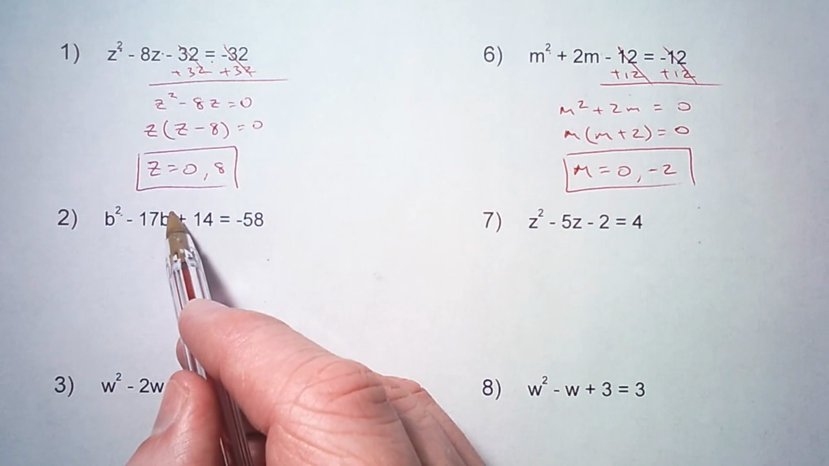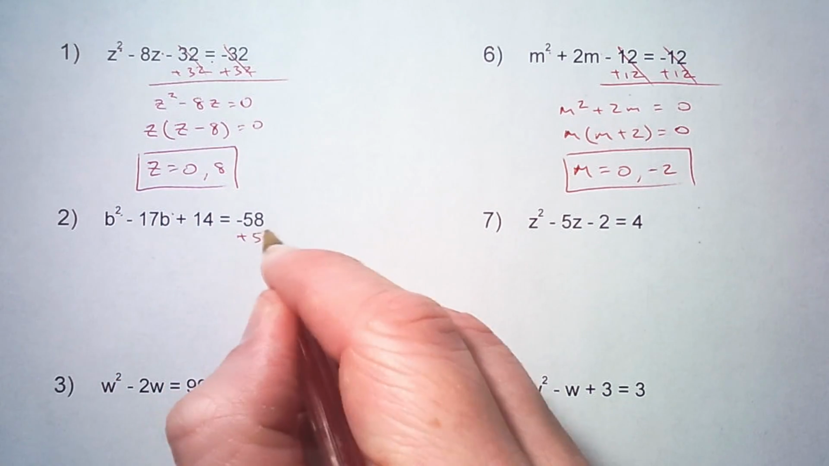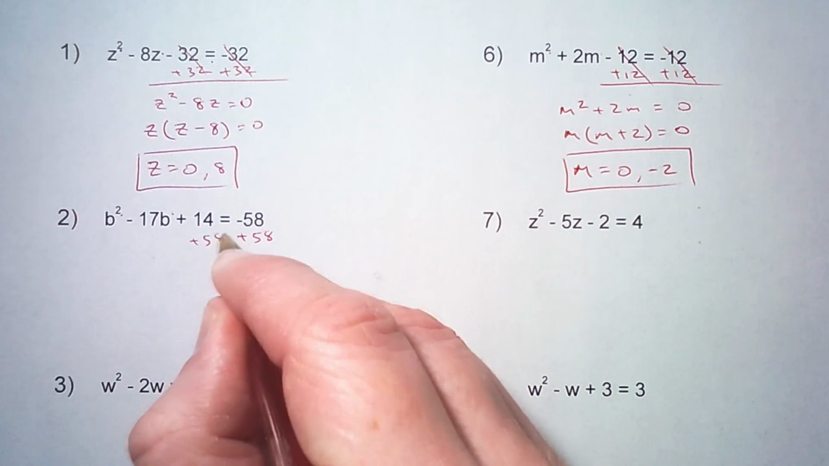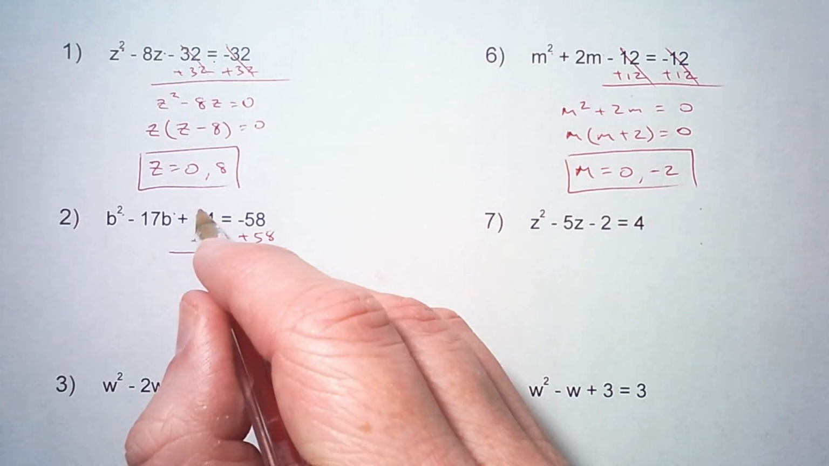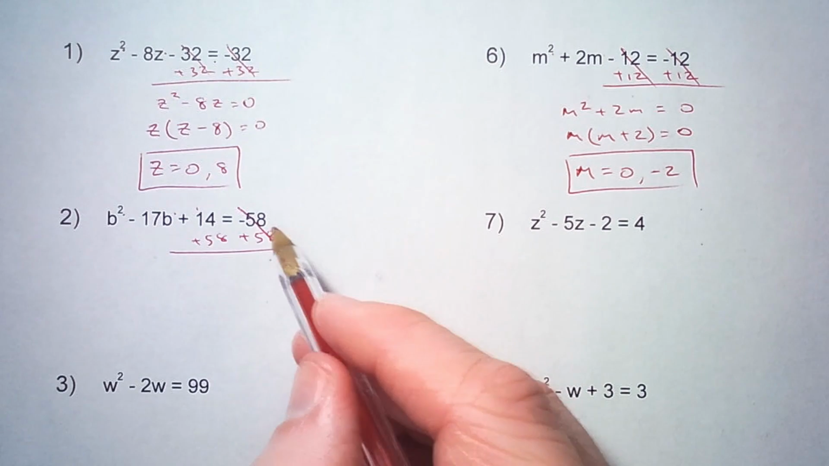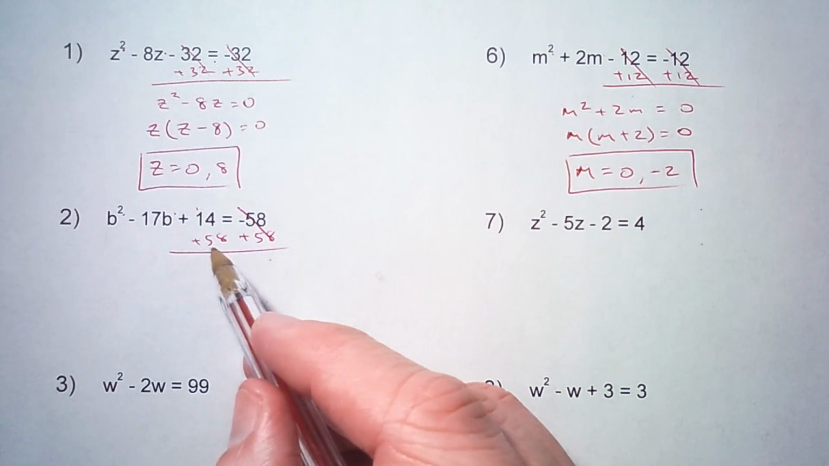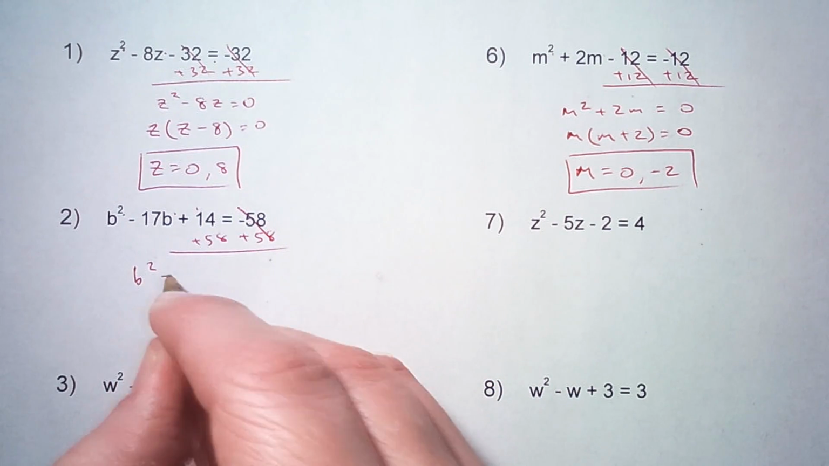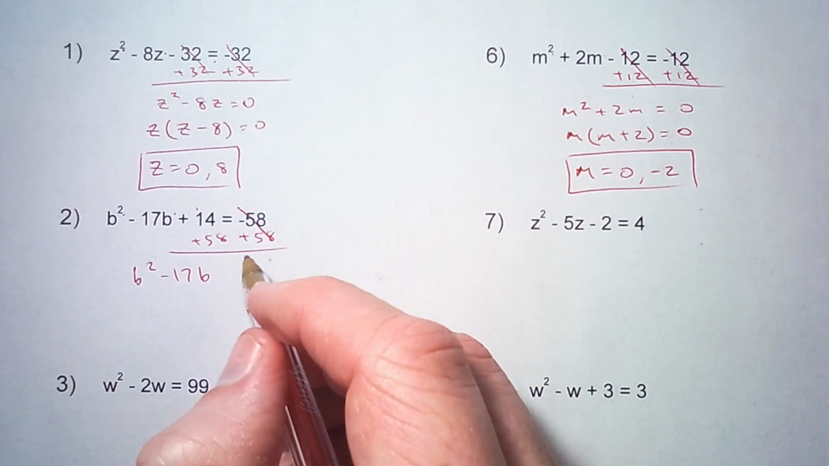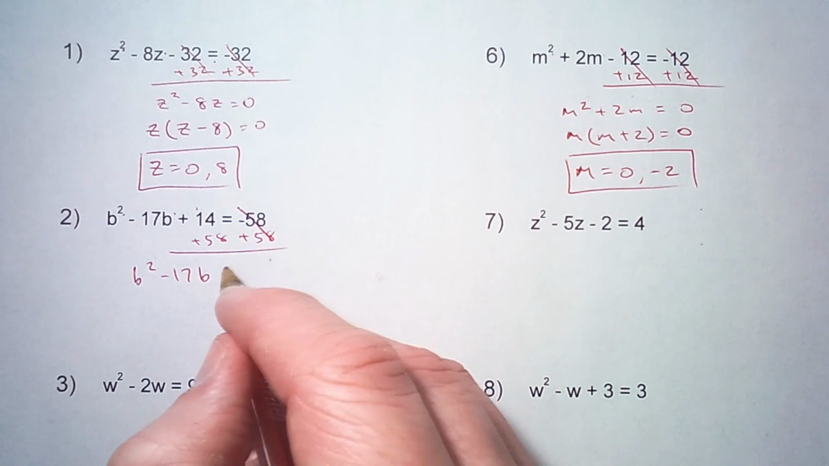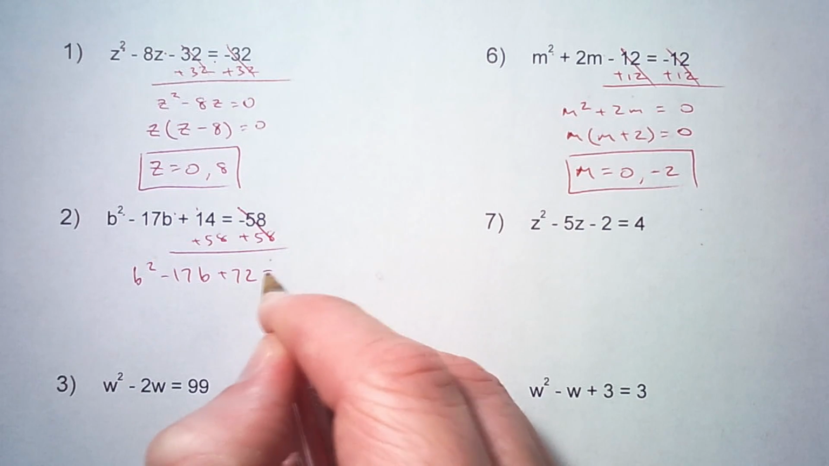Here I have a squared term and a first power, so I want to be set equal to 0. So I will add 58. And it cancels on the right side, but not the left this time. So I have b squared minus 17b, and then 14 plus 58 is 72.